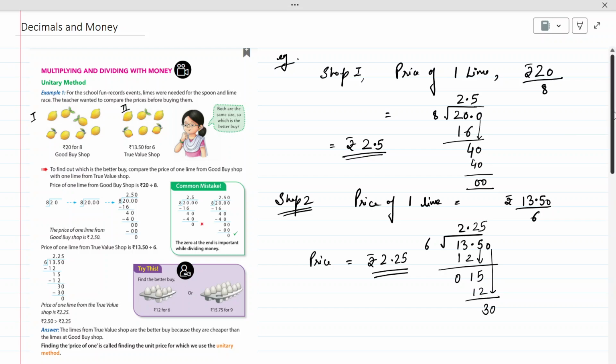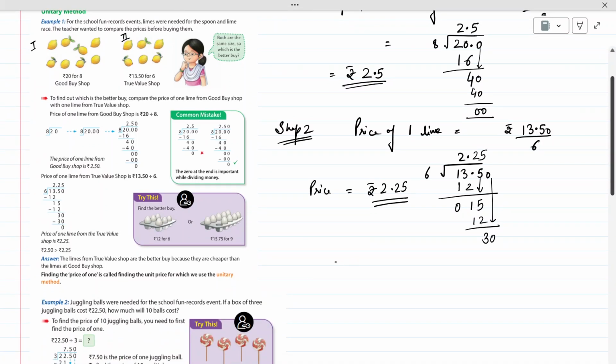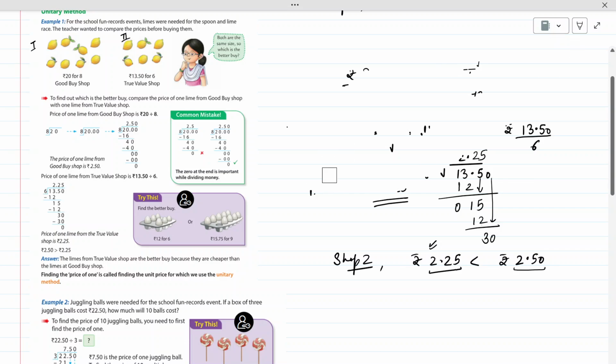Now when we compare them, we can very well see that in shop number 2 the price is 2.25, which is less than the price in the first shop, that is 2.50. Why? Because 2.25 is smaller than 2.50. So the teacher would prefer to go to the second shop, because there the price of one lemon is less, so she can purchase more lemons for less money. I hope this is understood. And now let's go to the other example given here.